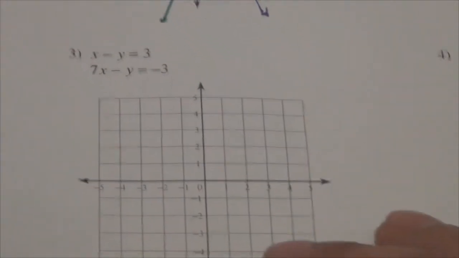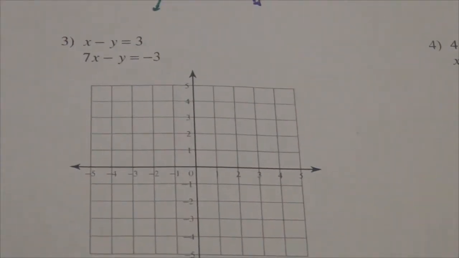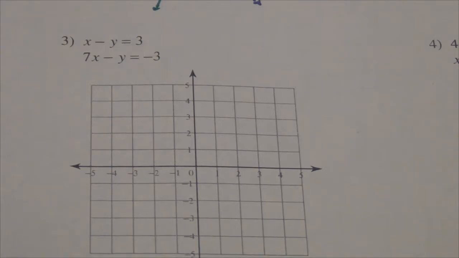Let's take a look at number 3. Number 3 is a little bit difficult. Why? Because it's not solved for y, so I'm going to solve for y.